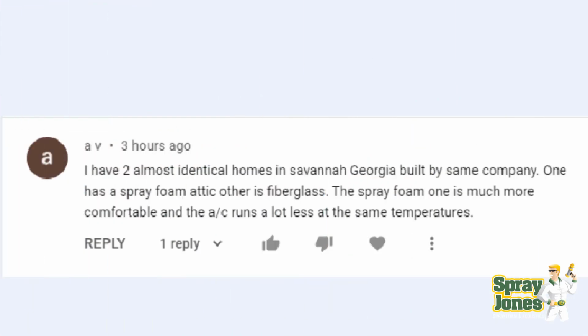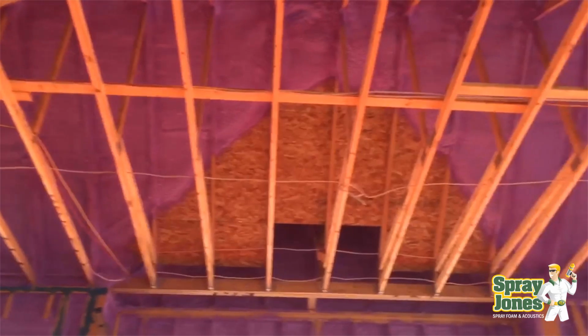Now, I have not seen the attics cost people more money to operate. And here's a testimony from somebody that goes by the handle AV. They stated that they have 2 almost identical homes in Savannah, Georgia, built by the same company. One has a spray foam attic, other is fiberglass. The spray foam one is much more comfortable, and the AC runs a lot less at the same temperatures. See it all the time, folks. And if we cost the people far more to operate and they noticed a huge increase in overall op costs, they wouldn't be able to keep selling the spray foam.